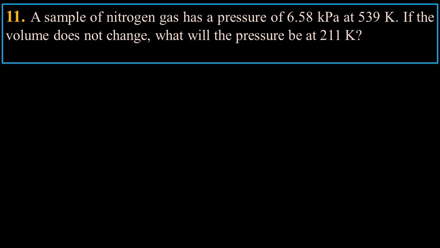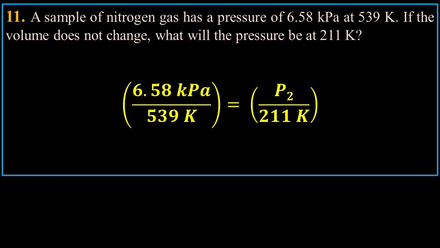A sample of nitrogen gas has a pressure of 6.58 kilopascals at 539 Kelvin. If the volume does not change, what will be the pressure at 211 Kelvin? So now this is going to be Gay-Lussac's law. P1 over T1 equals P2 over T2, and there's the values plugged in. We don't need to change the temperature. The temperature is already given to us in Kelvin.